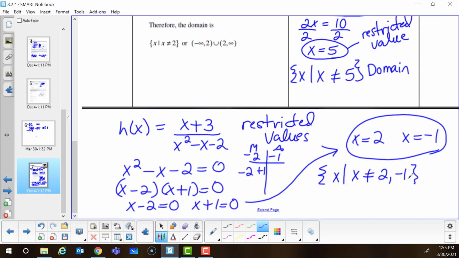That's how you use functions. Remember, you can't have repeating x's. That's the big thing with functions.